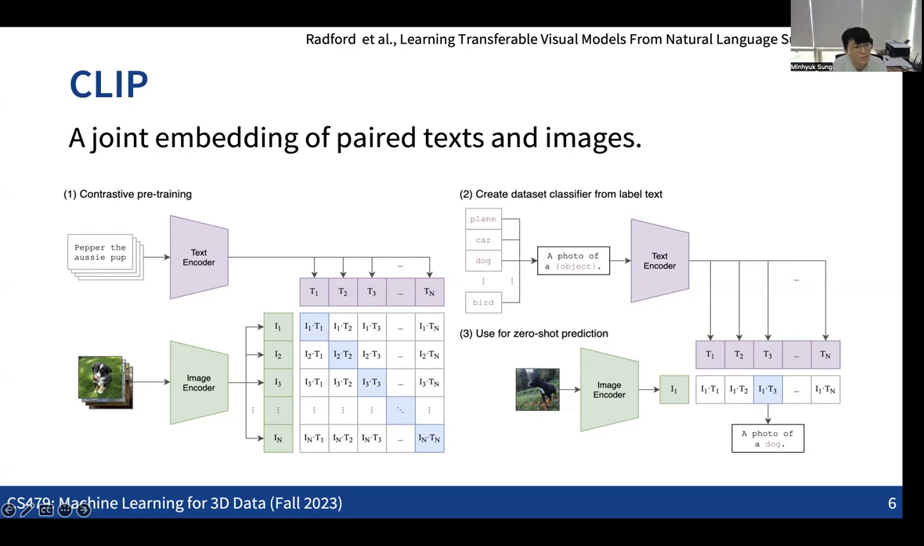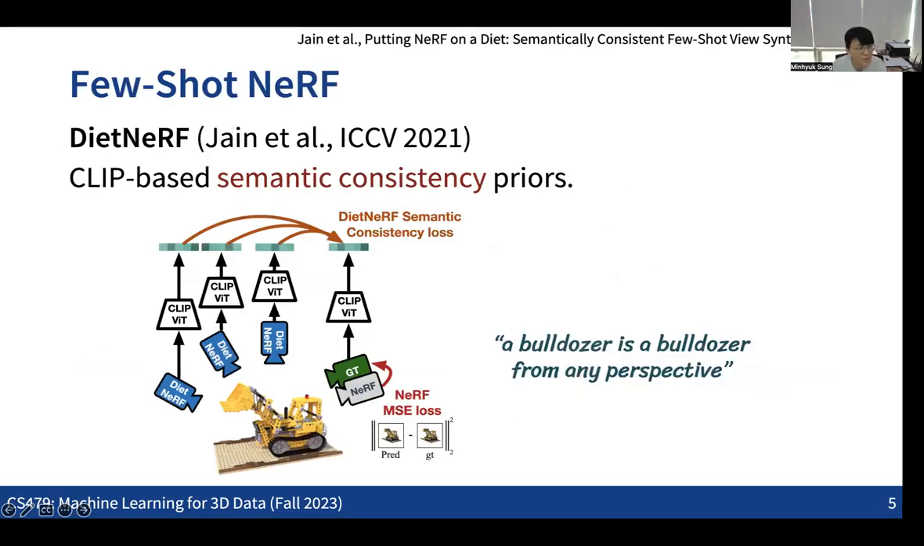That's a typical joint embedding, and we can use this CLIP embedding in many applications. One of the ideas that people tried here is checking semantic consistency across the images. For example, say we have images of a yellow bulldozer. We have multiple images of the yellow bulldozer, but not that many, let's say less than 10 or 5 images.